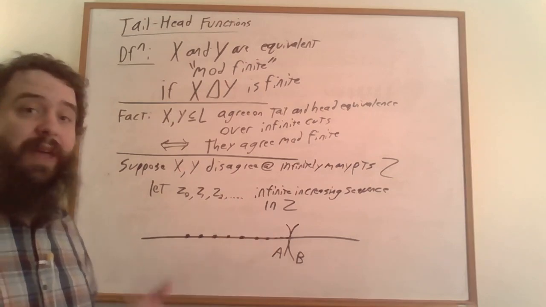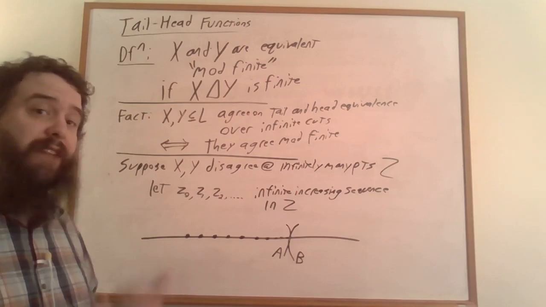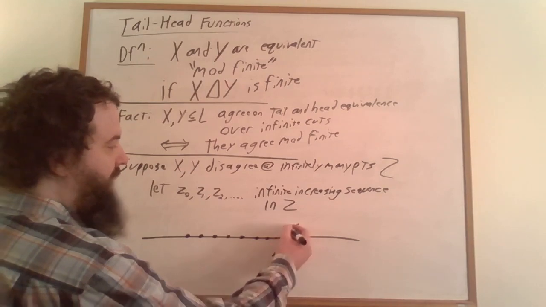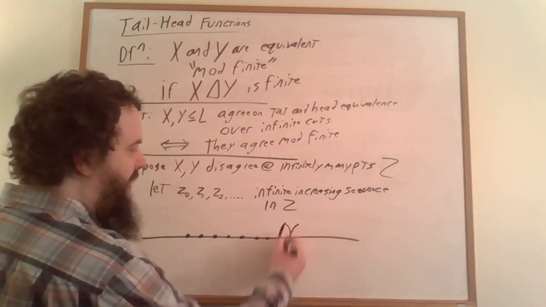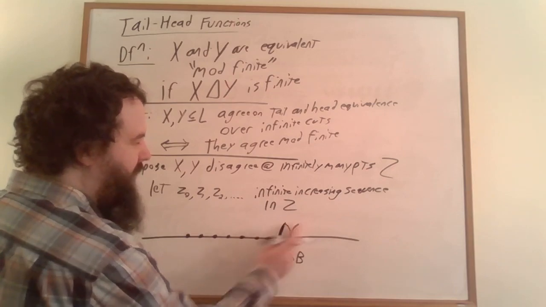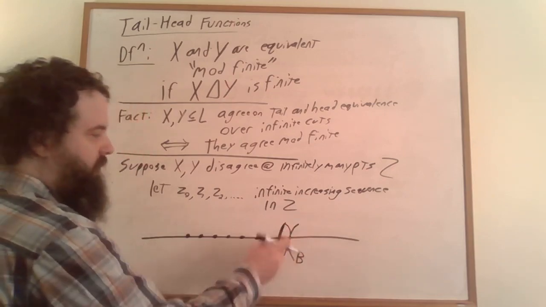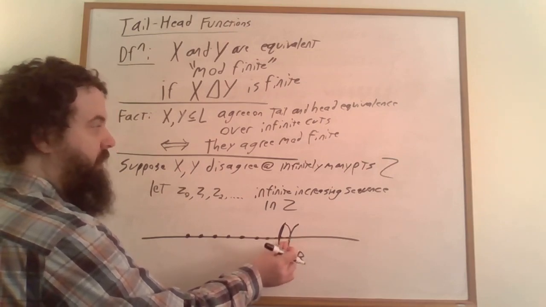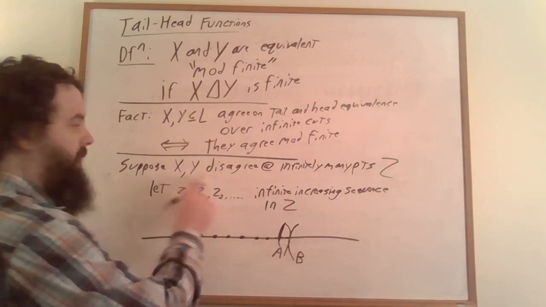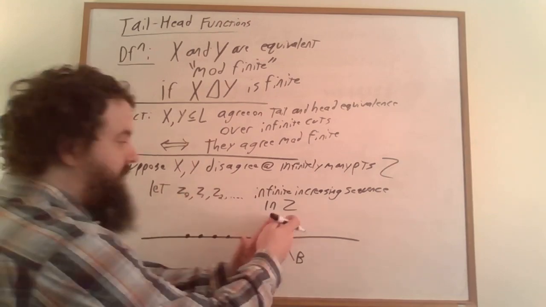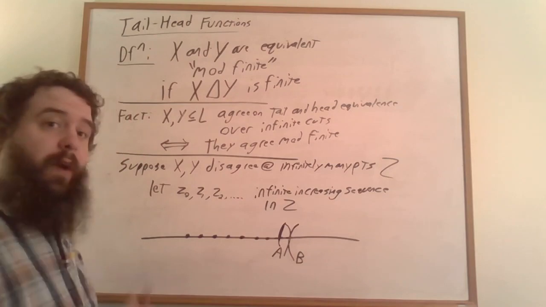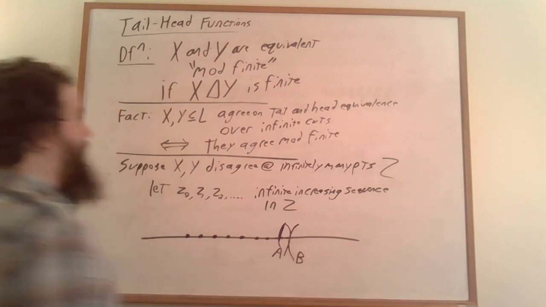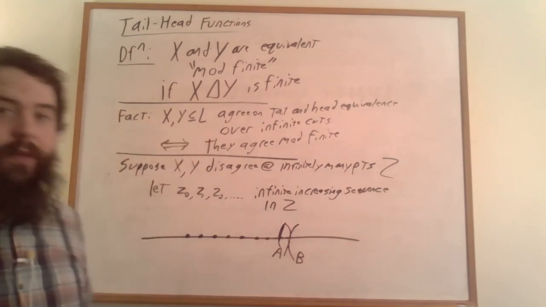And I claim that our sets x and y are not tail equivalent over this cut. Because if we draw any interval here within A, no matter how far we push that interval, there's always going to be some elements of z that wind up in that interval. There's always going to be some points where x and y disagree. That is to say that there isn't some sort of interval like this where x and y agree. So x and y are not tail equivalent over this infinite cut. And that's what we were trying to prove.